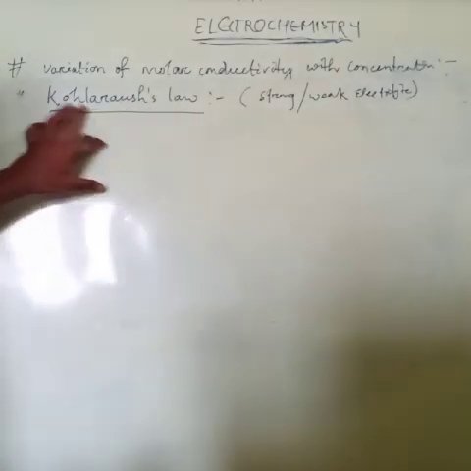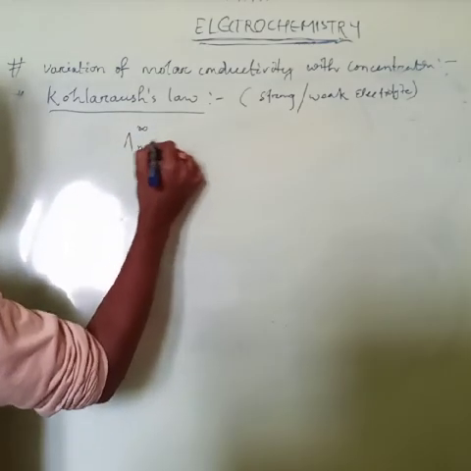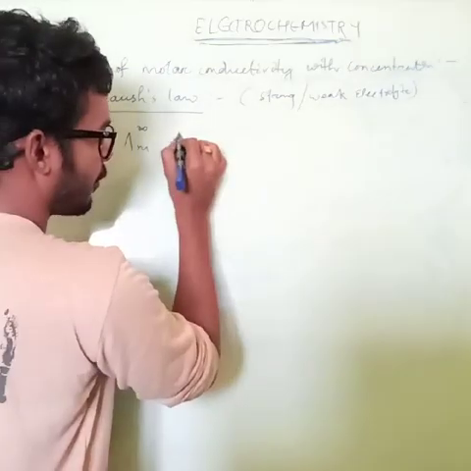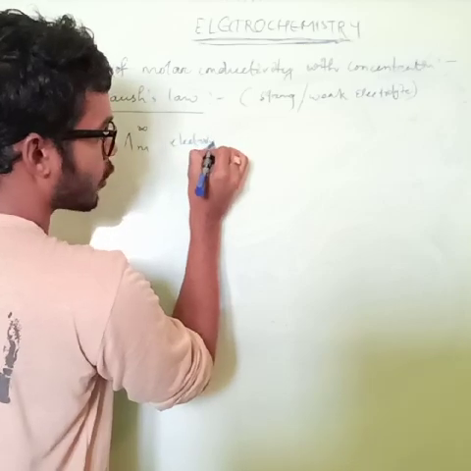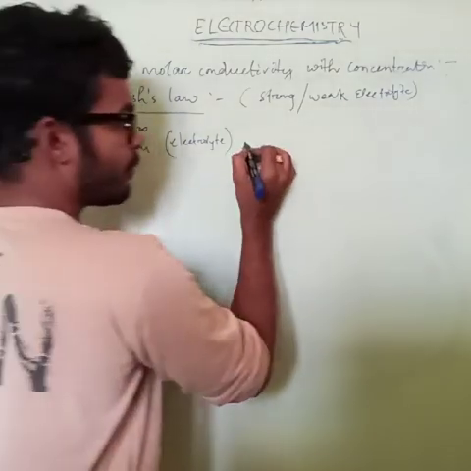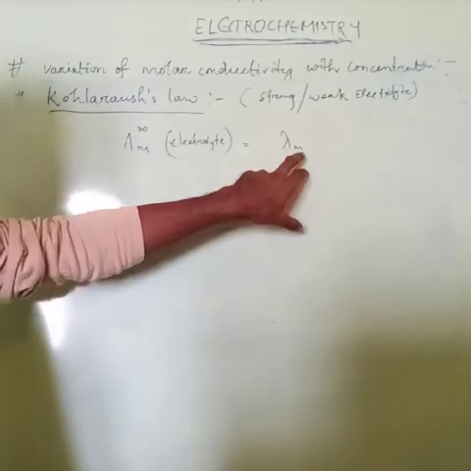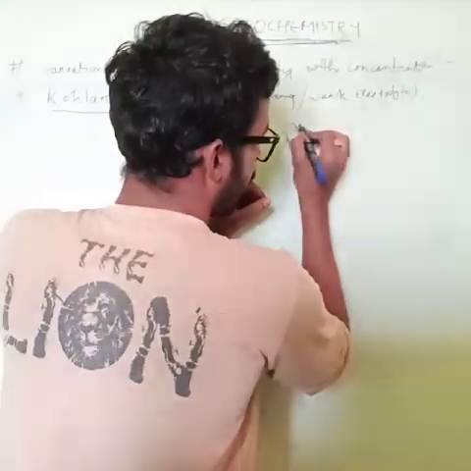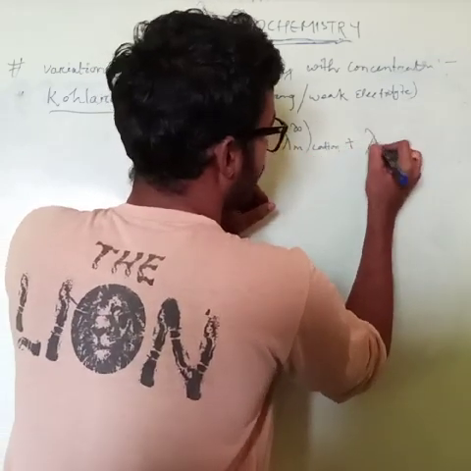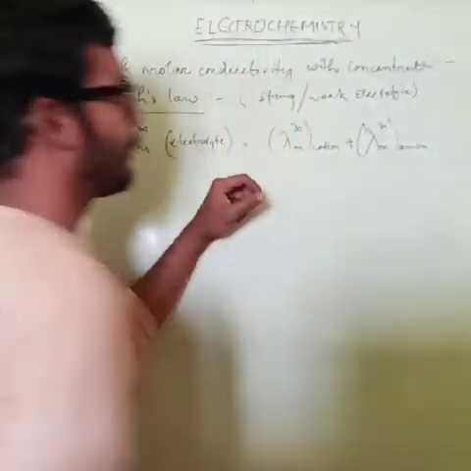So what is the law? Let me explain first. At infinite dilution, the molar conductance of any electrolyte is equal to the sum of lambda m infinite of the cation plus lambda m infinite of the anion. This is the law.